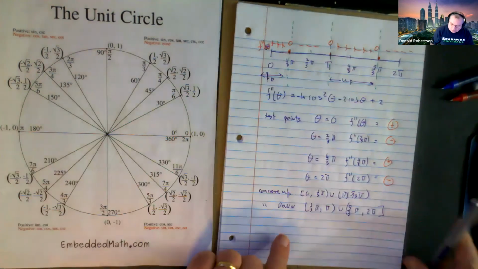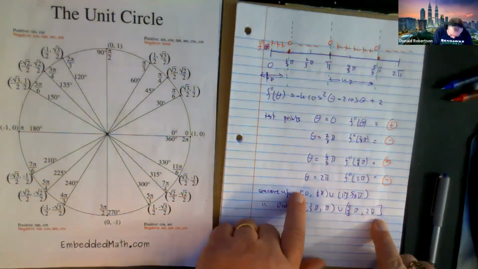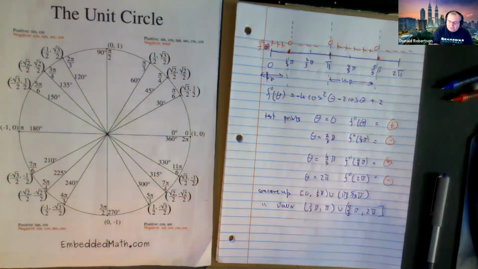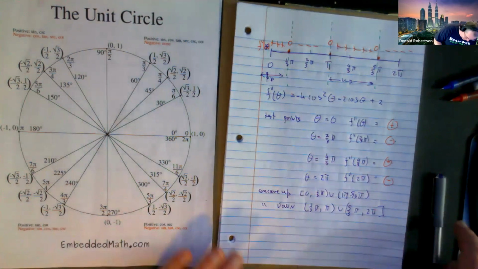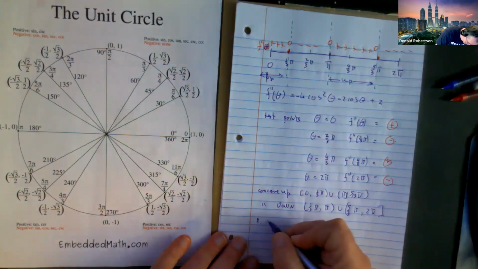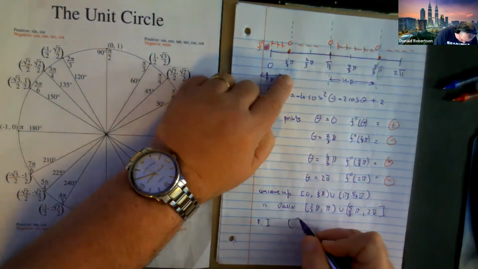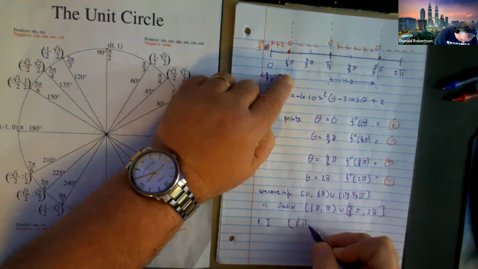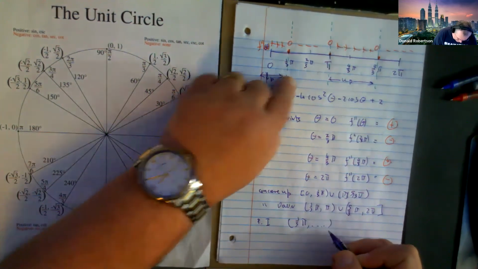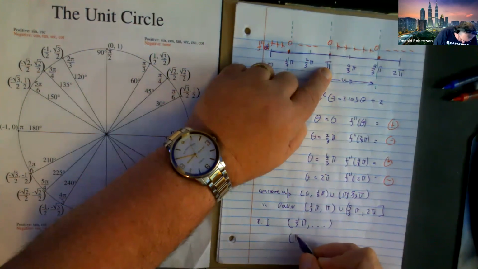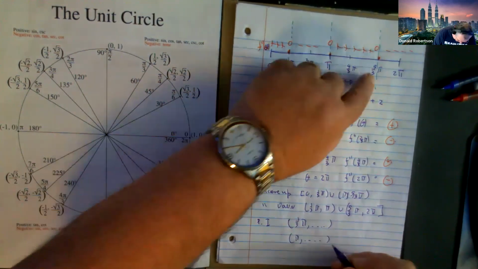You could argue that that guy and that guy could be curved or square. I'm going for square. Hopefully WebAssign likes that idea. And there are going to be points of inflection at 1/3 pi, at pi, and finally at 5/3 pi.